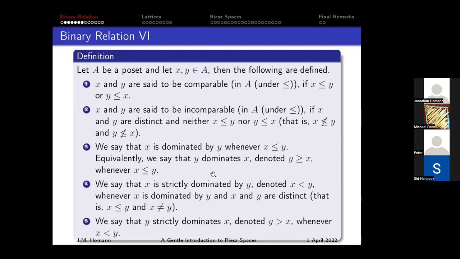We can also say that Y dominates X and write Y, with the symbol the other way around, X, and we define the symbol going the other way around whenever X is dominated by Y. So we can also say Y is greater than or equal to X to make it sound like something intuitive that we already know. Then we'll say that X is strictly dominated by Y, and we'll write X with a strict inequality Y, whenever X is dominated by Y and X and Y are distinct. And we'll say that Y strictly dominates X, and we'll write Y with a strict inequality going the other way, X, whenever X is strictly dominated by Y. So at this point, we're just giving formal terminology and formal definition to how we talk about these things.